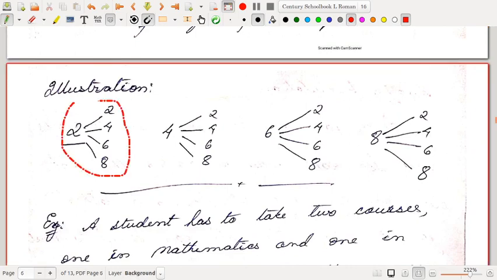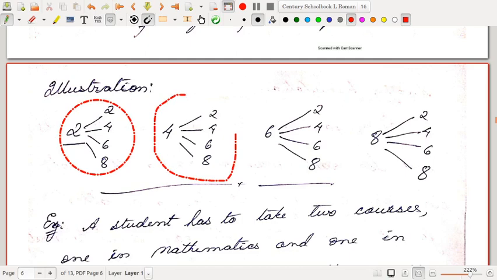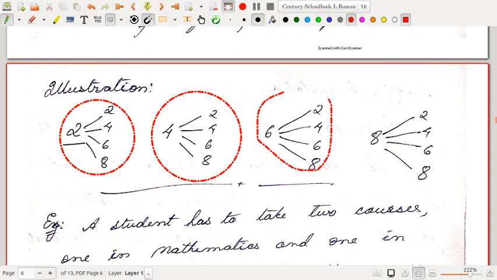If we take first place as 2, then there are 4 options for the second place, right? If we take first place as say 4, then also there are four options for the second place. If we take the first place as 6, then also there are four options for the second place: 2, 4, 6, 8. So the numbers are 22, 24, 26, 28, 42, 44, 46, 48, 62, 64, 66, 68.